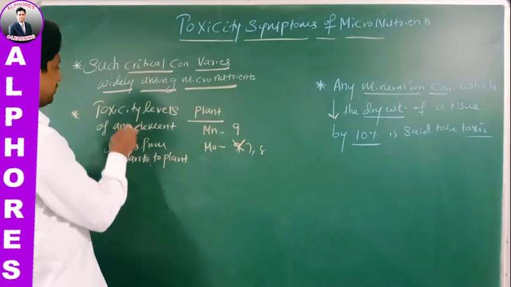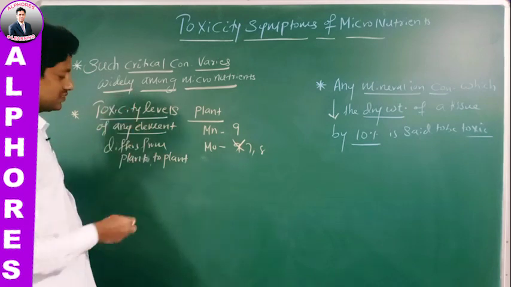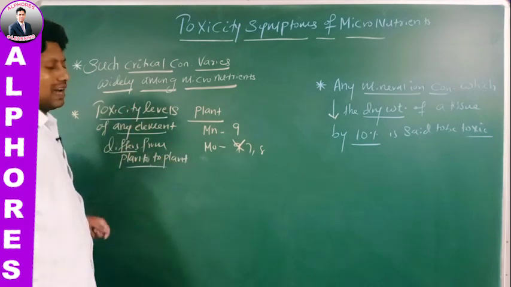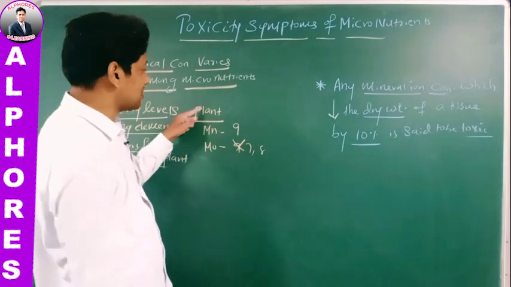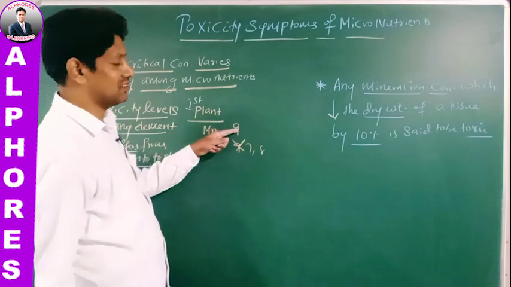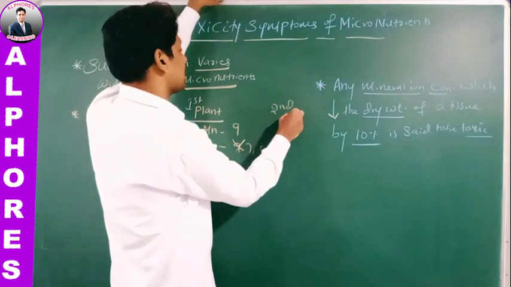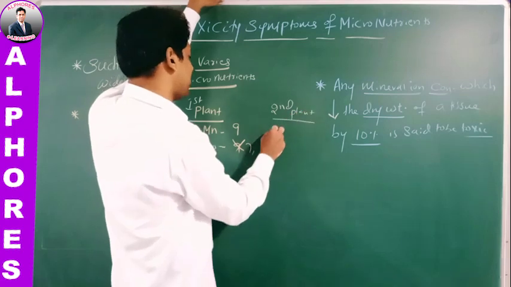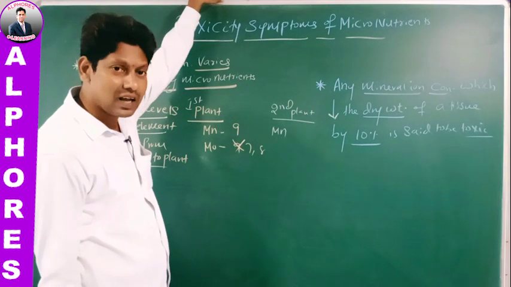Okay, what differs from plant to plant, sir? Toxicity level of any element differs from plant to plant. Just now I told, sir, manganese is toxic to the first plant if its concentration is 9. Does it mean that manganese becomes toxic to the second plant at the concentration of 9? May or may not be.